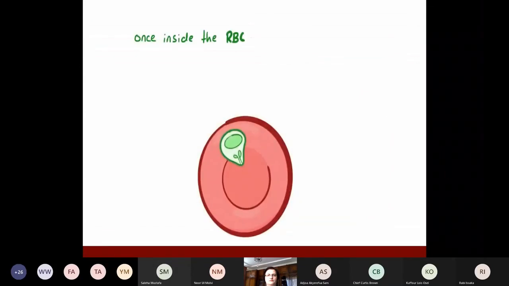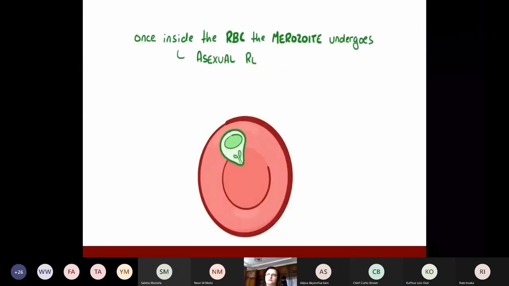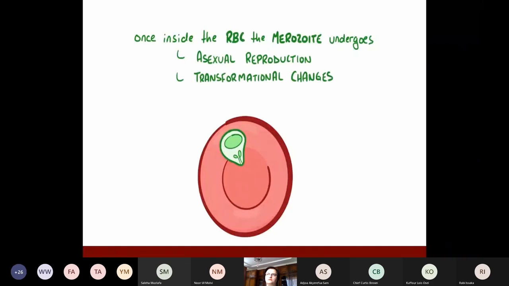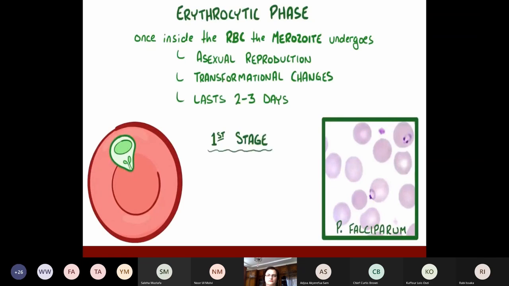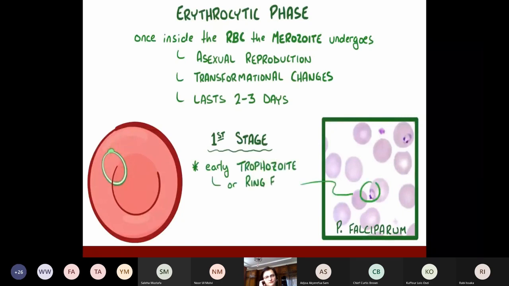Once inside the red blood cell, the merozoite undergoes asexual reproduction and a series of transformational changes. This phase is known as the erythrocytic phase of malaria, because it happens inside of the red blood cell and generally lasts 2 to 3 days. In the first stage of the erythrocytic phase, the merozoite looks like a tiny ring within the red blood cell and is called an early trophozoite, or a ring form.